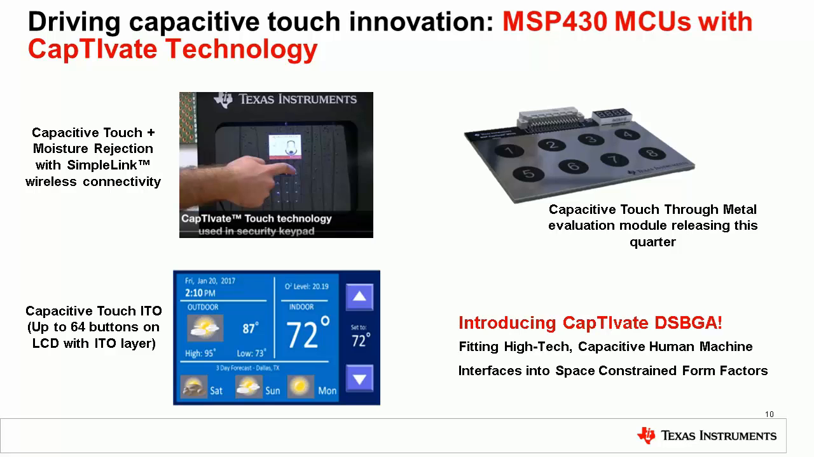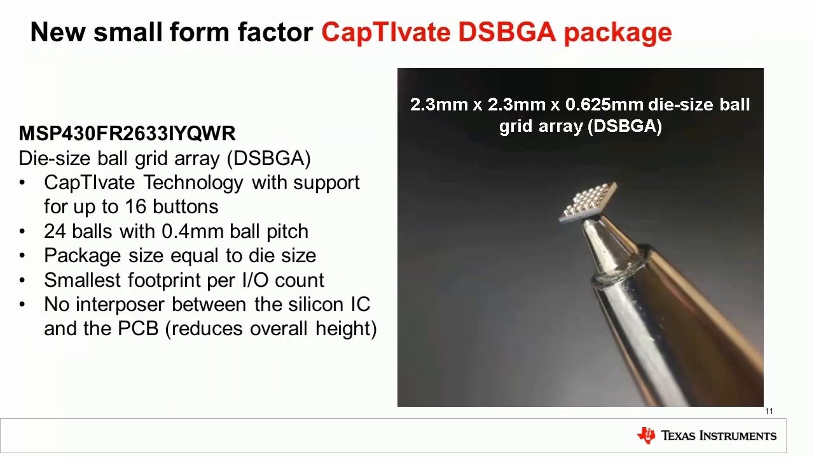And today, the primary innovation we wanted to focus on is, once again, fitting HMI into small form factors. What we've done is we've just released to market the industry's lowest power, smallest form factor capacitive touch solution. This is the new smallest form factor capacitive touch solution that we just released from Texas Instruments. We call the technology Captivate inside TI, and this is our DSBGA package, so die size BGA.